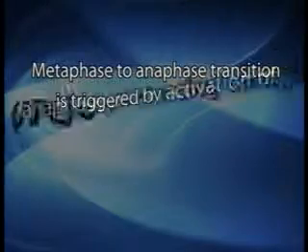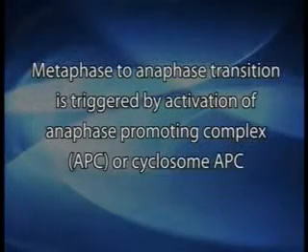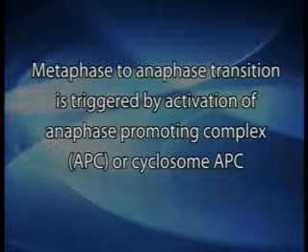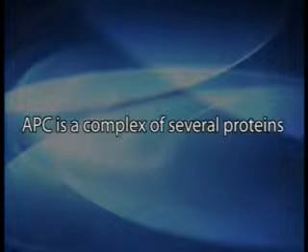Chromatids separate from each other with the breakdown of the cohesin linkage, the protein complex that binds the sister chromatids at the metaphase plate. This metaphase to anaphase transition is triggered by the activation of the anaphase promoting complex, or cyclosome, APC. The APC is a complex of several proteins.